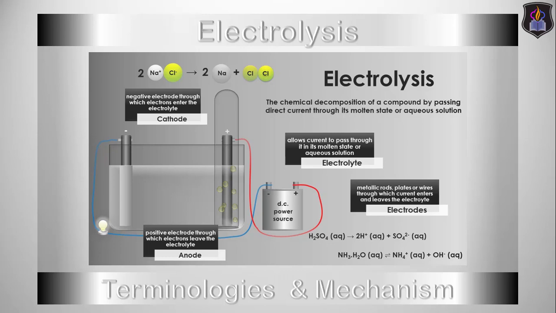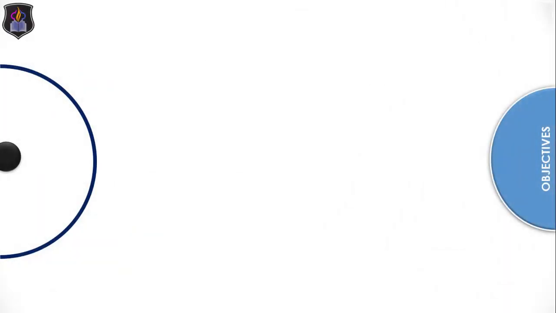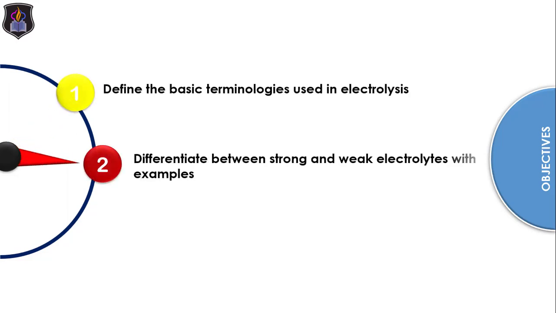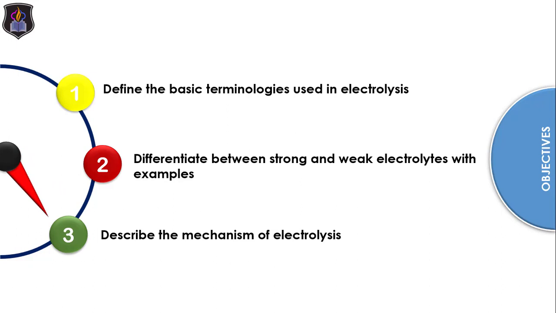This video is the first of a series on electrolysis. You will learn about the terms and mechanisms of the process. As stated earlier, at the end of this lesson, you should be able to define the basic terminologies used in electrolysis, differentiate between strong and weak electrolytes with examples, and then describe the mechanism of electrolysis.